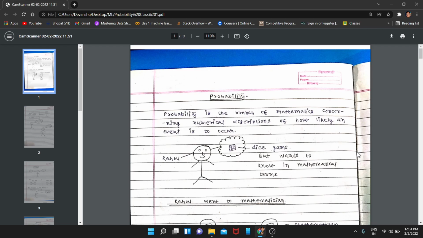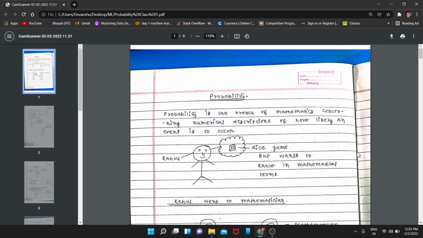Let us look at the definition of probability. Probability is said to be the branch of mathematics which concerns the numerical description of how likely an event is to occur. We will look at what an event is and what the occurrence of an event is. We will come to this definition afterwards. First, let us look at the examples.